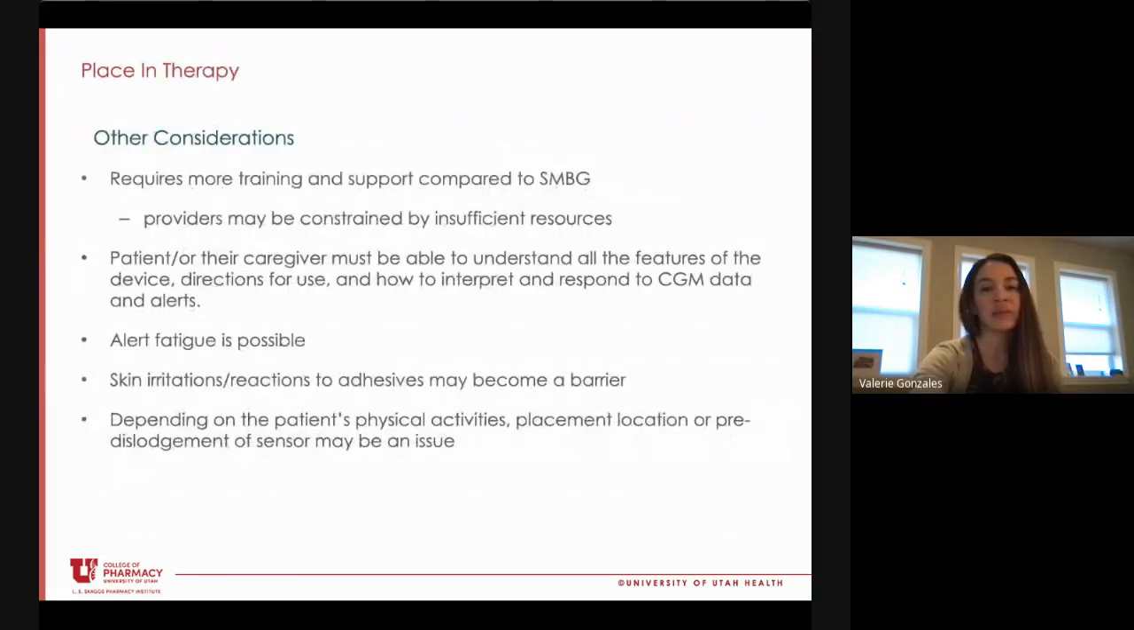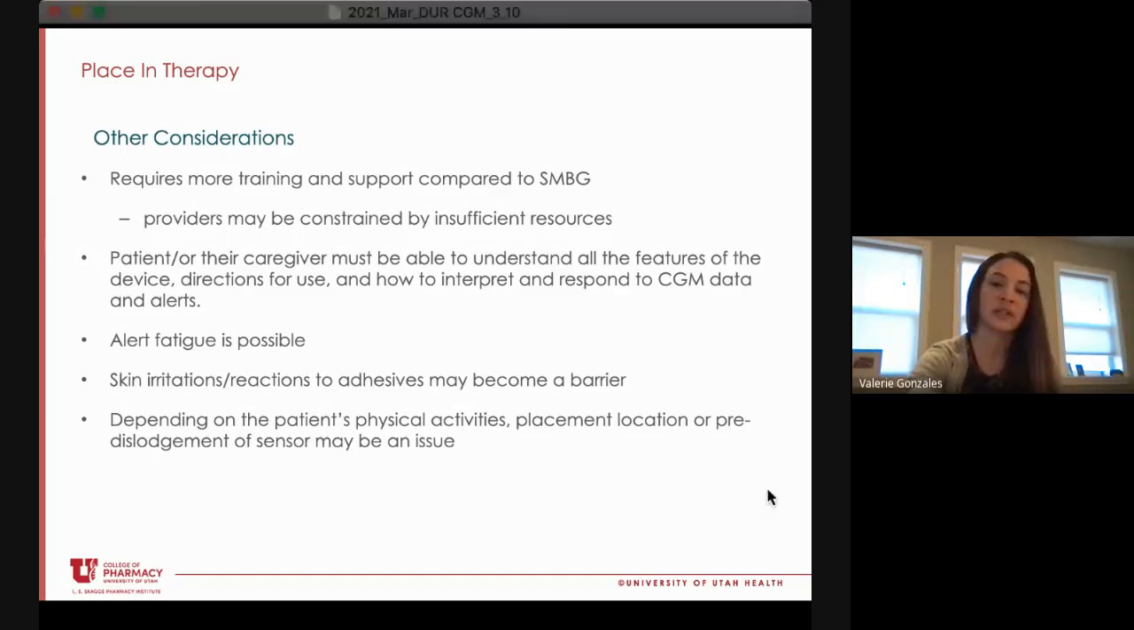Barriers to CGM therapy may include the provider not having enough time or resources to provide training and support for the proper use of a device. On the patient's end, they or their caregiver must be able to understand all the features of the device, directions for use, and how to interpret and respond to CGM data and alerts. Alert fatigue and skin reactions to adhesives may become a barrier during the use of these devices.